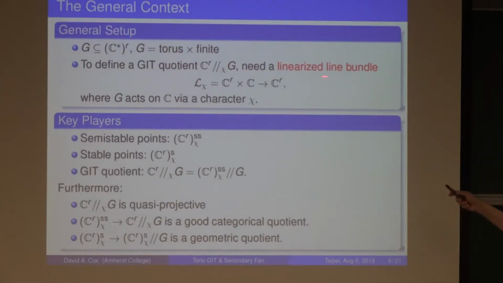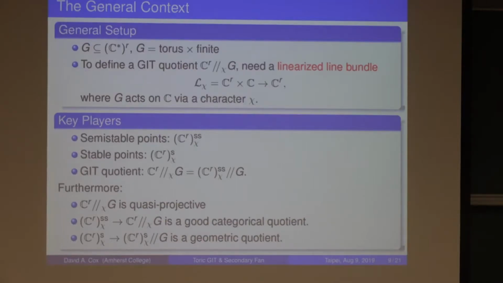It turns out for that you need what's called a linearized line bundle, because the idea is that G acts on my affine space. This is the trivial line bundle over it. For the action to lift to this trivial line bundle, I basically have to multiply, and I want it to be linear on this coordinate. It means I just multiply by a character of G. So there's a character, that's what the chi is. It's a character of G.